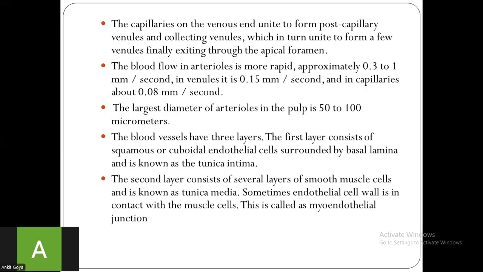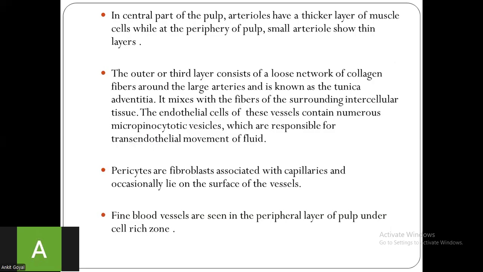The blood vessels have three layers. The first layer consists of squamous or cuboidal endothelial cells surrounded by a basal lamina, known as the tunica intima. The second layer consists of several layers of smooth muscle cells, known as the tunica media. Sometimes the endothelial cell is in contact with this muscle cell, and this is known as a myoendothelial junction. In the central part of the pulp, the arterioles have a thick layer of muscle cells, while at the periphery of the pulp, the small arterioles show thin layers. The outer or third layer consists of a large network of collagen fibers, and around the large arteries is known as the tunica adventitia. It mixes with the fibers of the surrounding intercellular tissue.